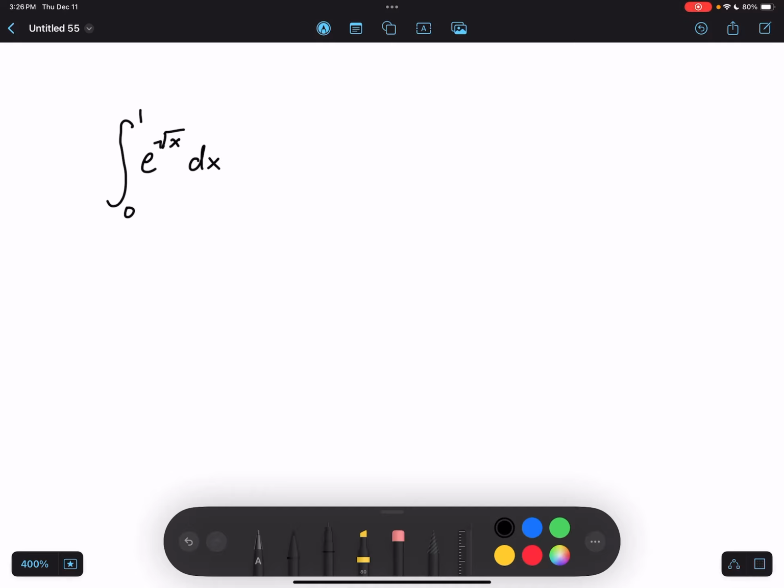We have the integral of e to the square root of x evaluated from 0 to 1. Now, the first thing that we would like to do for this one is let u equal the square root of x, and the derivative of u in this case would be 1/2 x to the negative 1/2, which can be rewritten as 1 over 2 square root of x dx.